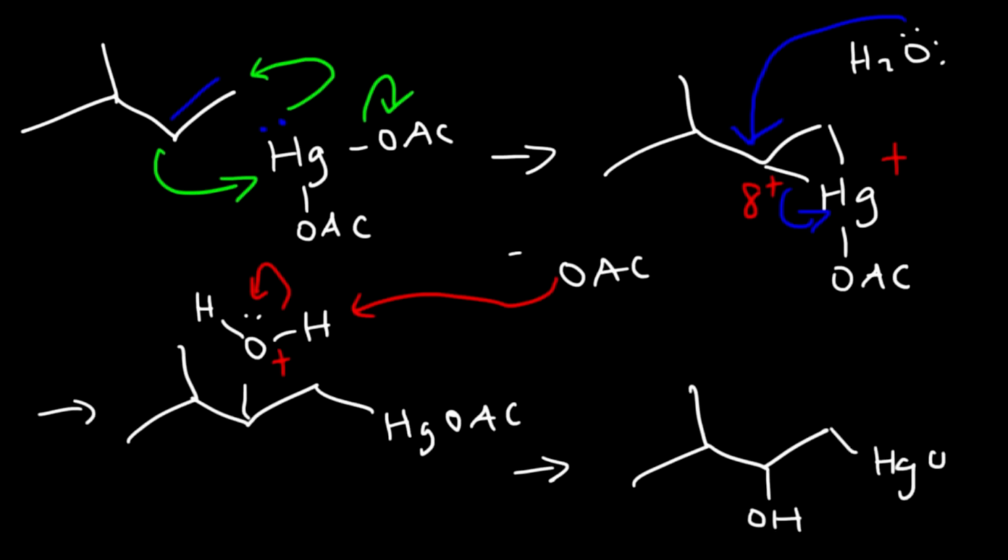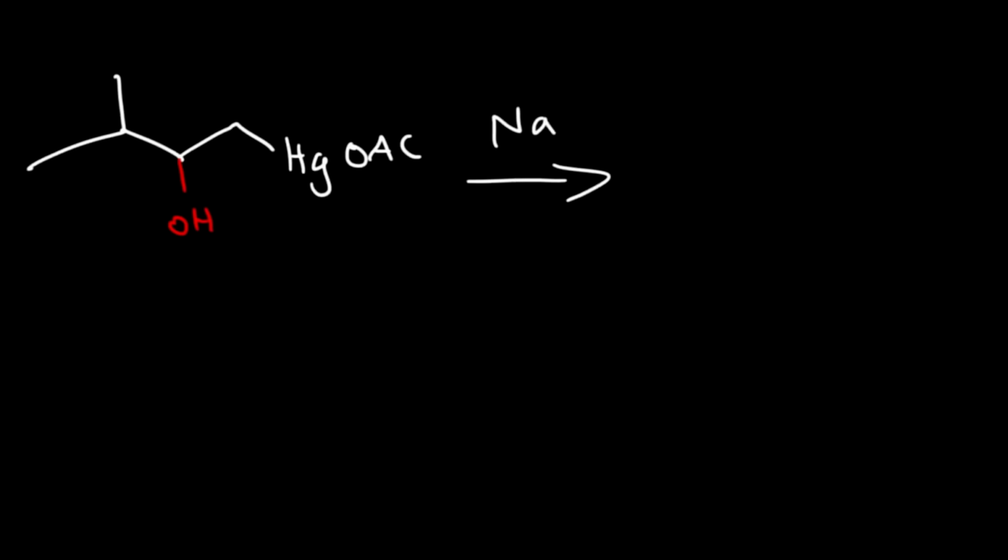So now we have this intermediate. And in the last step, we need to add sodium borohydride. Now the mechanism for this step is not precisely known, but we do know the end result. The end result is that the mercury group will be replaced with a hydrogen.